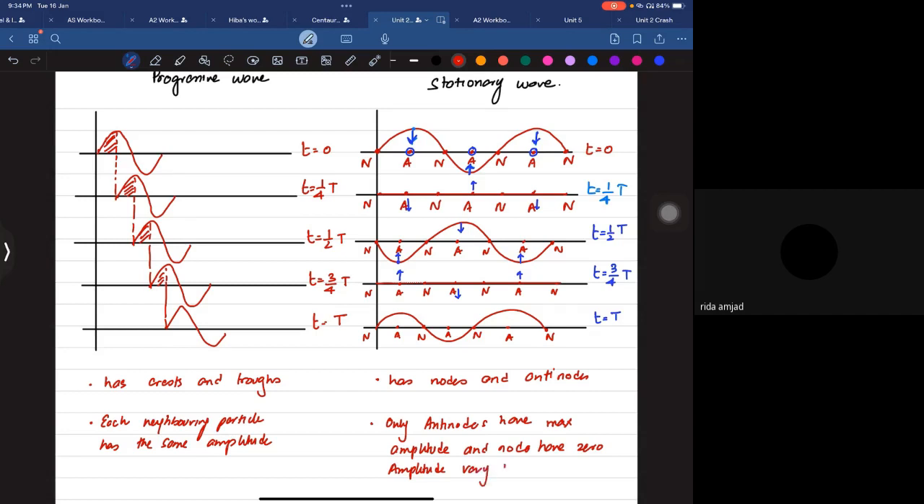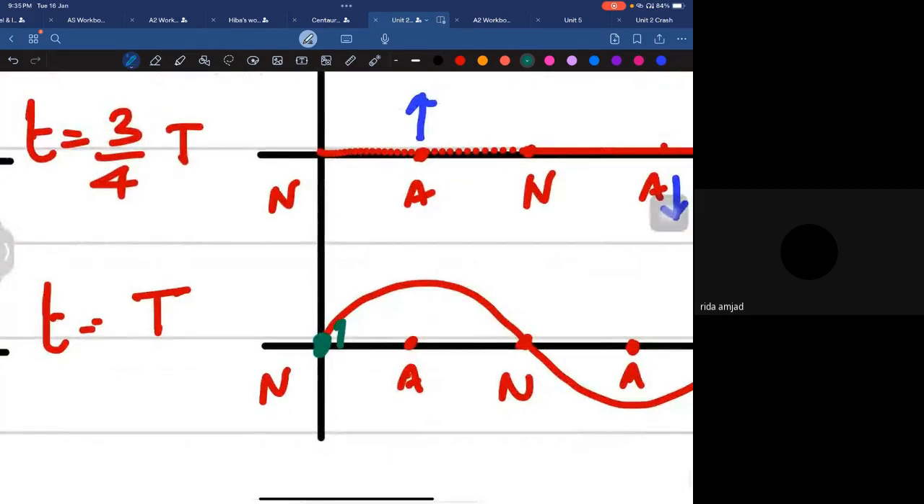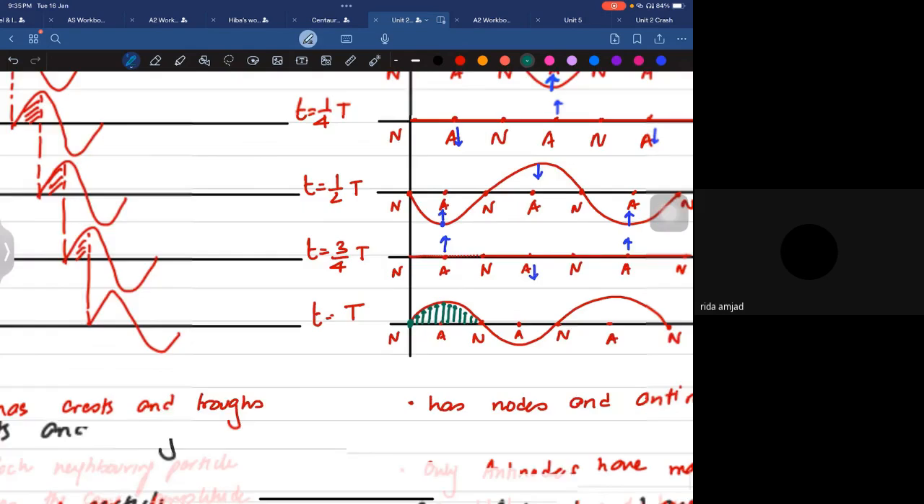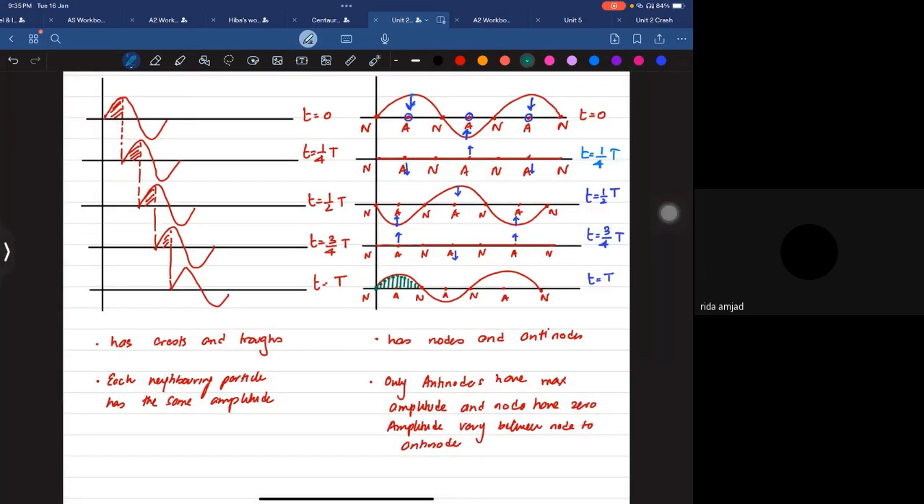Amplitude varies between node and antinode. What it means is that, as you can see, there's zero amplitude right here, but as you go up, it is a little bit more. This is more. This is even more. And the antinode will be higher. Then the amplitude keeps on decreasing, and when it reaches a node, it becomes zero. Do you guys understand that? So the amplitude varies in that one. Each particle can have the same amplitude. Understood?